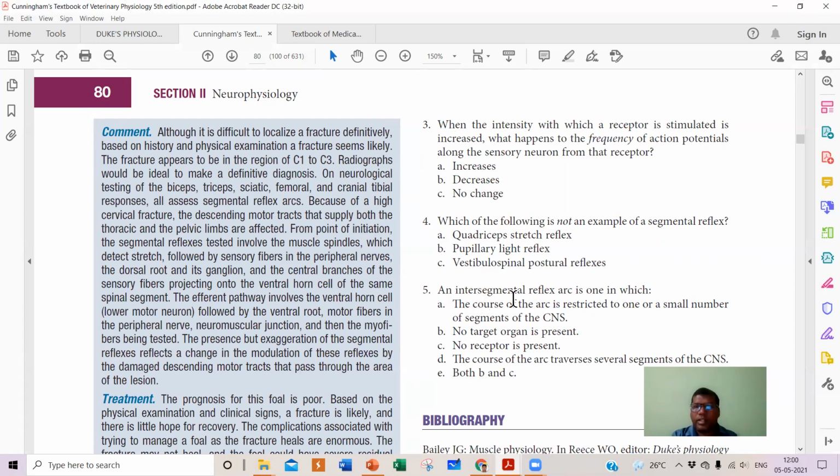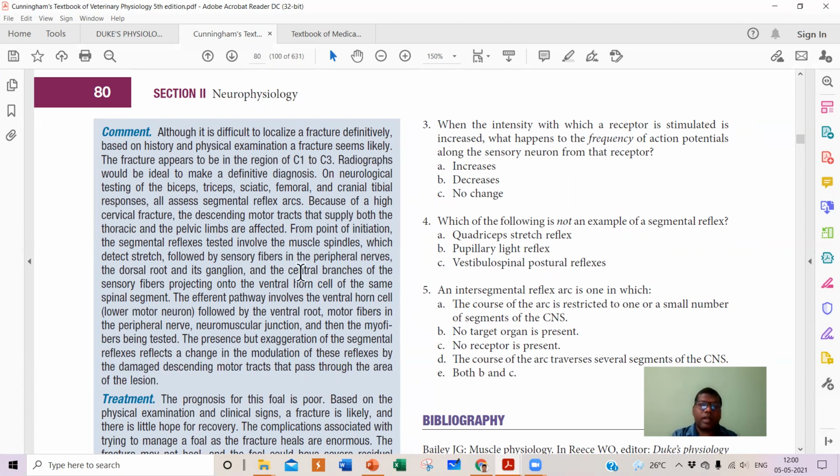Fifth, an intersegmental reflex arc is one in which the course of the arc is restricted to one or a small number of segments of the CNS. No target organ is present, no receptor is present. The course of the arc traverses several segments of the CNS. So an intersegmental reflex arc is one in which the course of the arc traverses several segments of the CNS.